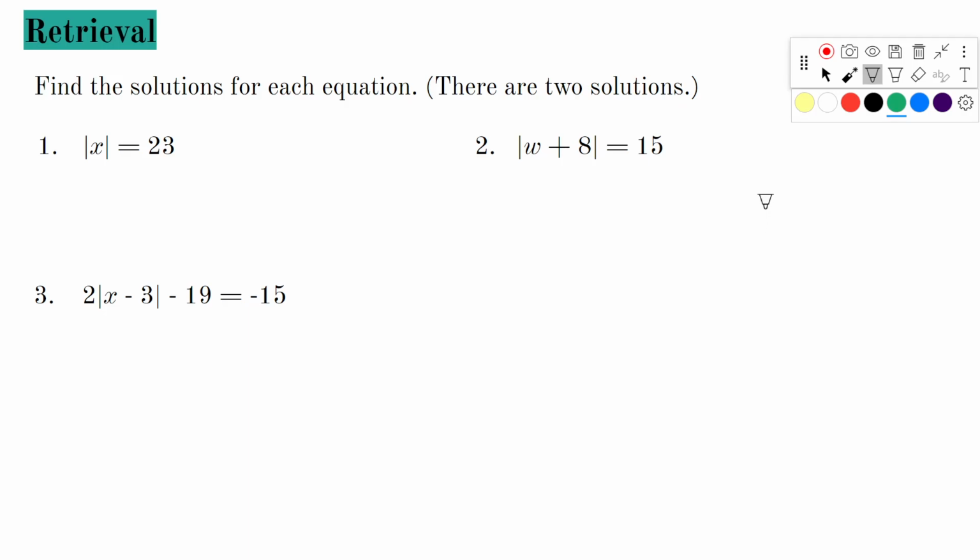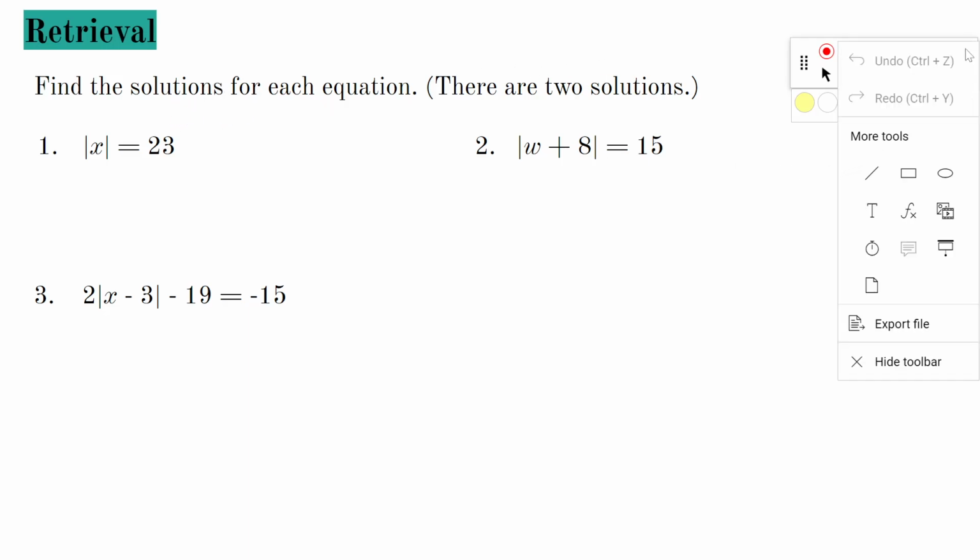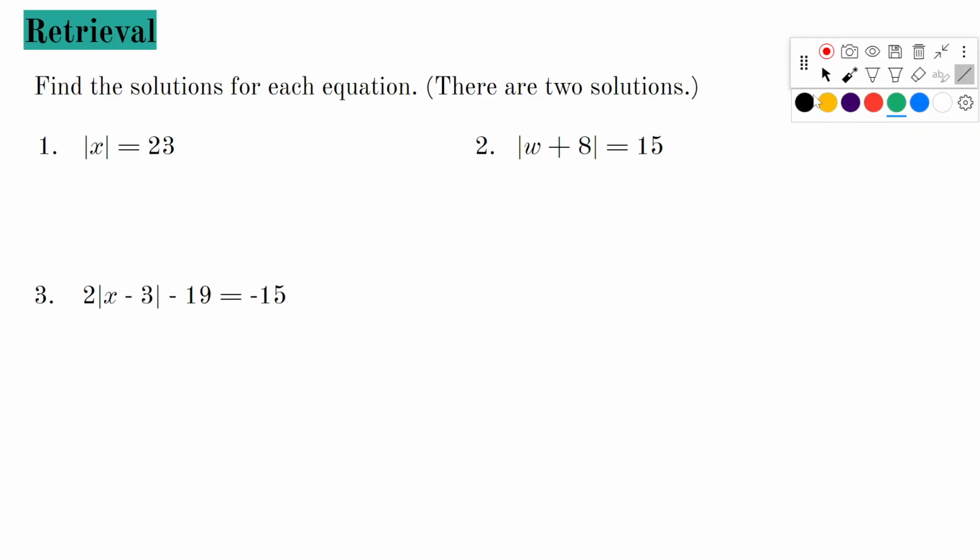The first part of the retrieval, we have absolute value equations that we're going to solve. And notice it says there are two solutions. So I'm going to use example 1 to explain why there are two solutions. So I'm going to take you to a number line.